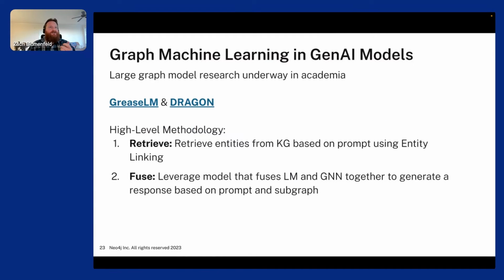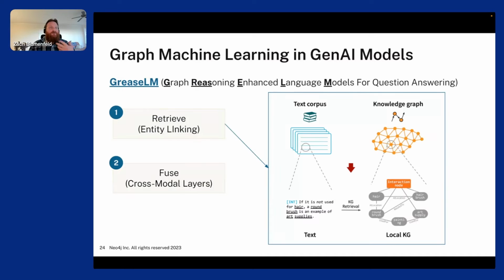So when we talk about graph machine learning on this first side of the coin, in the models, there's a lot of research underway. There are a couple of models like Grease LM and Dragon, which are specifically focused on this. They have a two-step approach between retrieval and a mechanism that fuses together information from a text prompt and a knowledge graph. With retrieval, it learns how to take a prompt and pull a subset out of a knowledge graph.